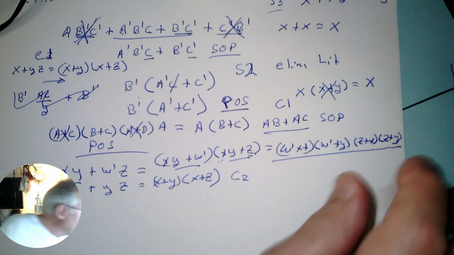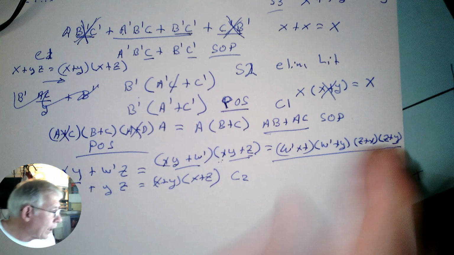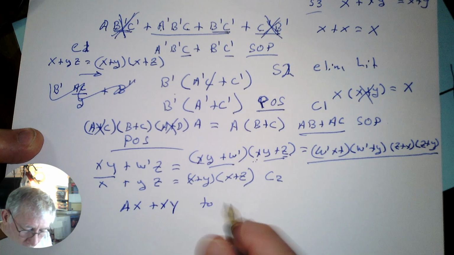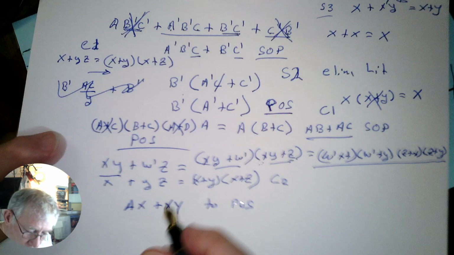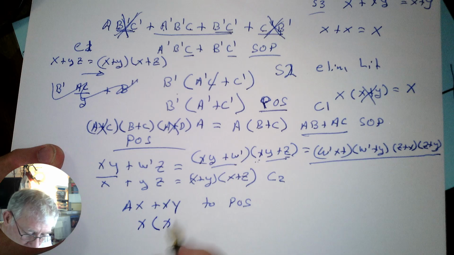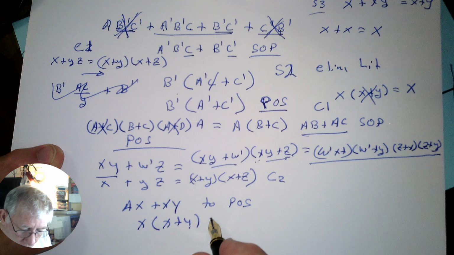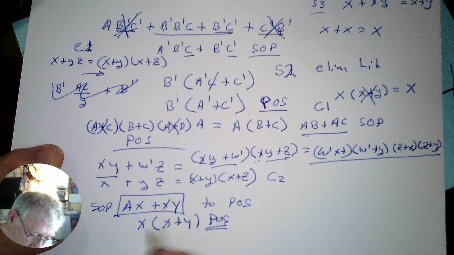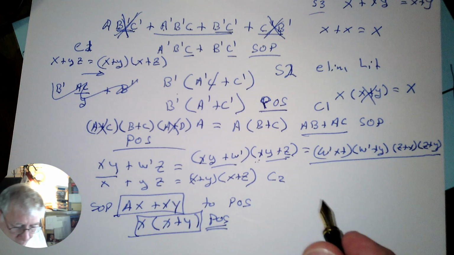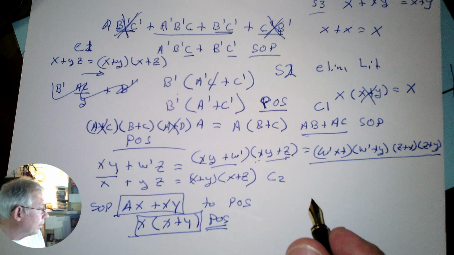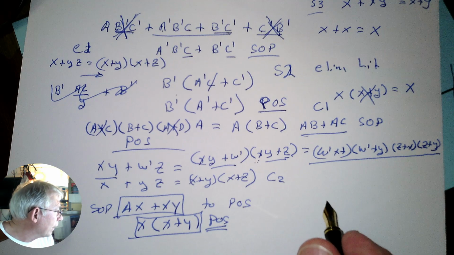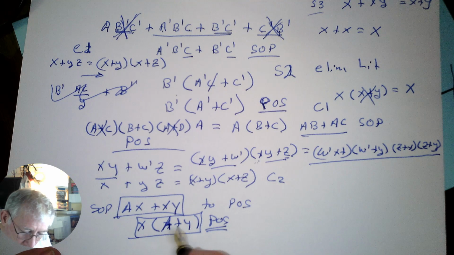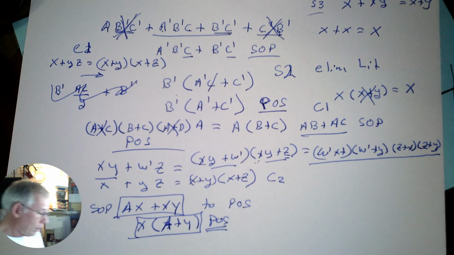Okay, and then the last one is convert AX plus AY to POS. Well, all we have to do is factor out the X, X times A plus Y, and that is in POS form. And that's SOP, and this is POS. Okay? And I didn't do that right. Factor out the A, this should have been an A. Yeah. A times the quantity X plus Y. Okay? All right.